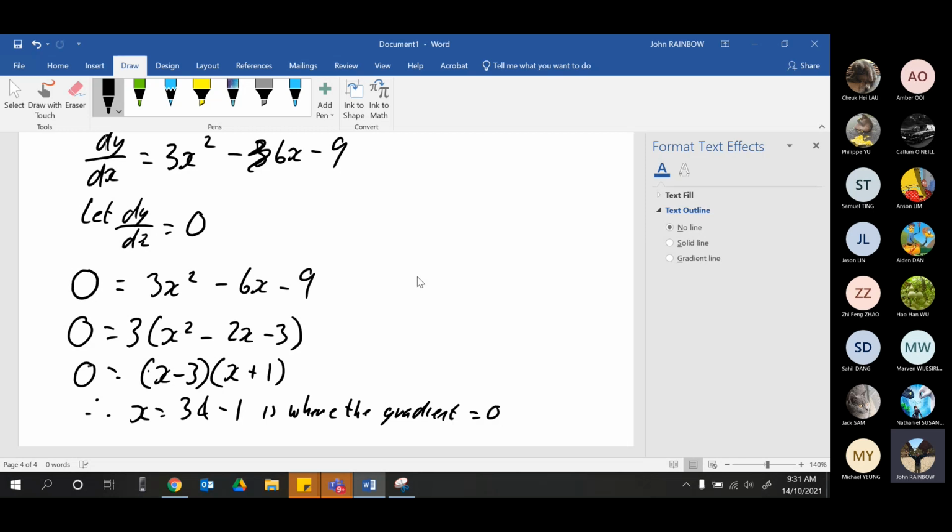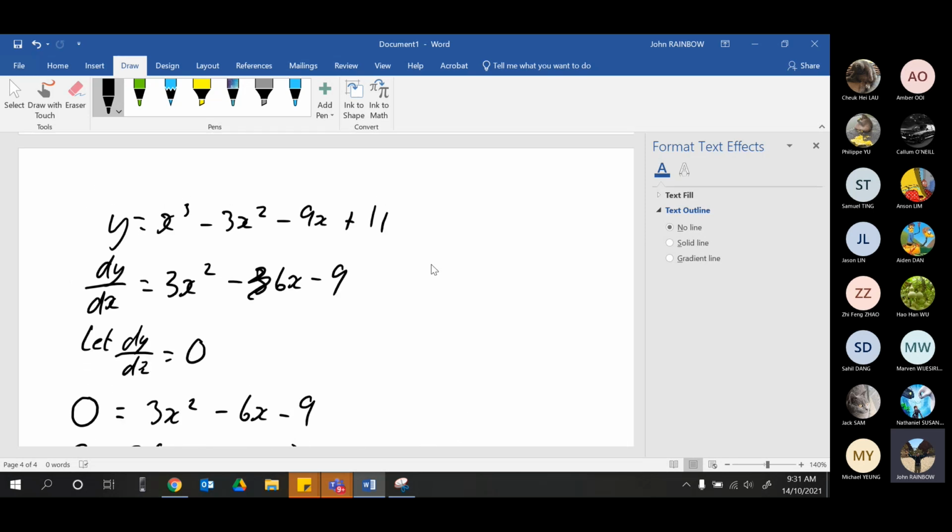Okay. Now I know that it's at 3 and -1. Now I can come back to the original equation.